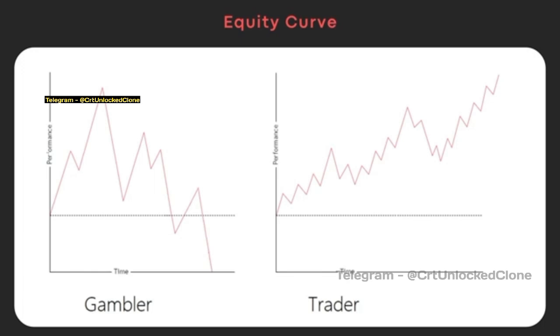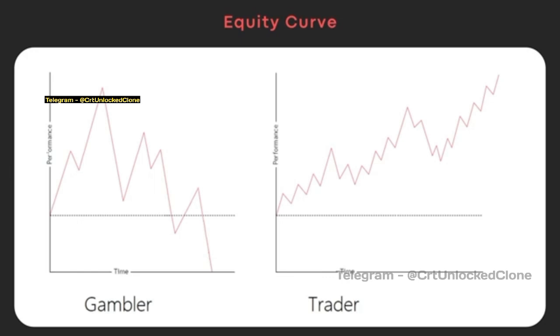Now what you can see in the equity curve of a gambler is that all of their wins and losses are huge, right? When they win big, at the same time their risk of ruin is also exponentially higher, right? And then when they lose big, they lose their whole capital in a sequence of just a few losses and a few trades, right?